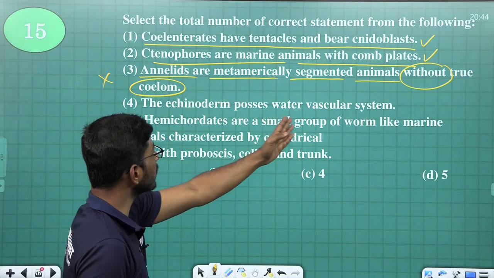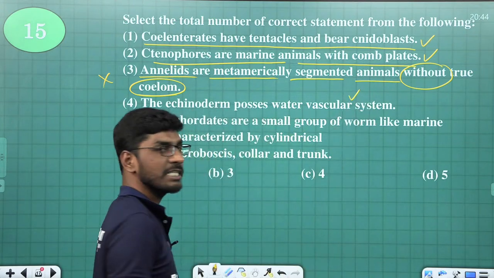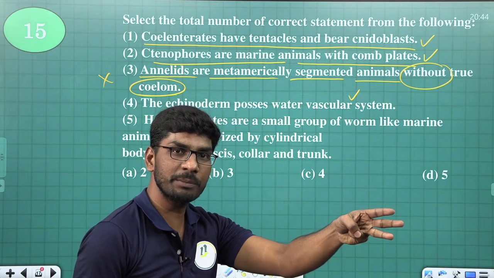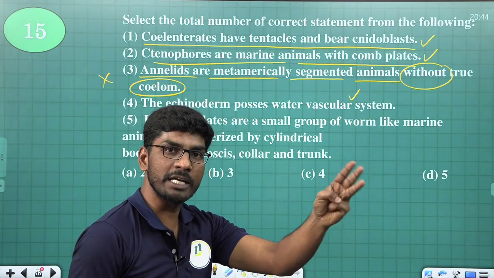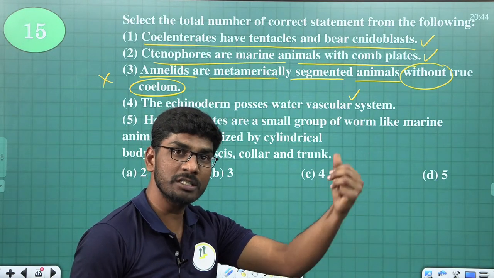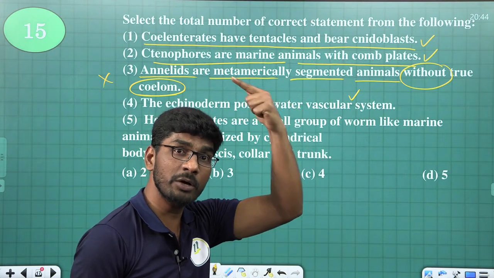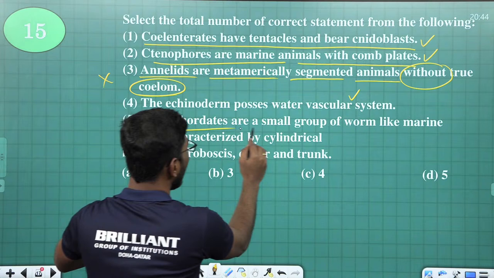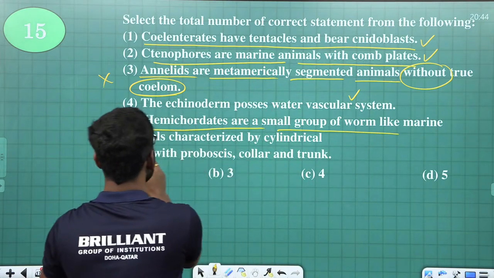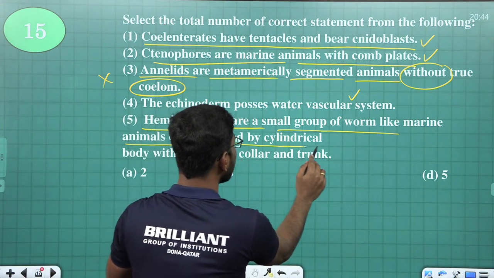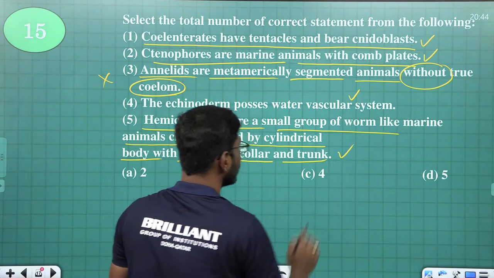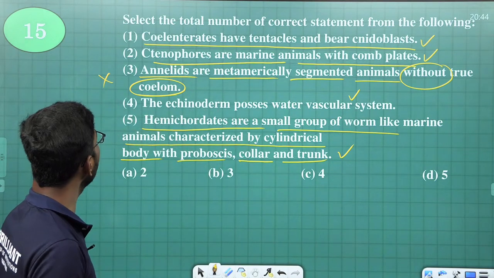Echinoderms possess the water vascular system, correct, ambulatory system, for locomotion, respiration, excretion. You got my point? This is ambulatory system in the echinodermata. Canal system in porifera. Hemichordata are a small group of worm-like marine animals characterized by a cylindrical body with proboscis, collar and trunk. Correct. So, how many statements are correct? Right? How many?